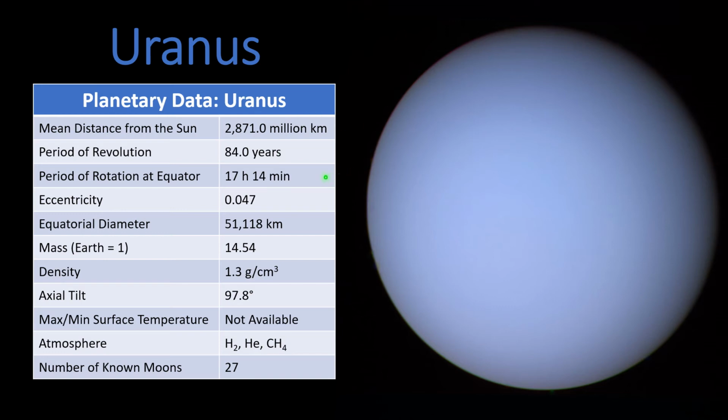Rotates pretty quick compared to the Earth. At the equator, it rotates 17 hours and 14 minutes. Eccentricity, 0.047. I know that number doesn't mean a lot yet, but we're going to focus on it in the future. So it's a relatively round orbit. It's not as big as Saturn and as big as Jupiter. Of course, Jupiter's the biggest, but it's still big, 51,111 kilometers. It's 14.54 times the mass of the Earth. Its density is still low, like all the Jovian planets, 1.3 grams per centimeter cubed. Axial tilt is pretty extreme, 97.8 degrees. Surface temperature is not available. And its atmosphere, hydrogen, helium, and methane. That's another gas we're adding into the atmosphere of Uranus here. And it has 27 known moons.